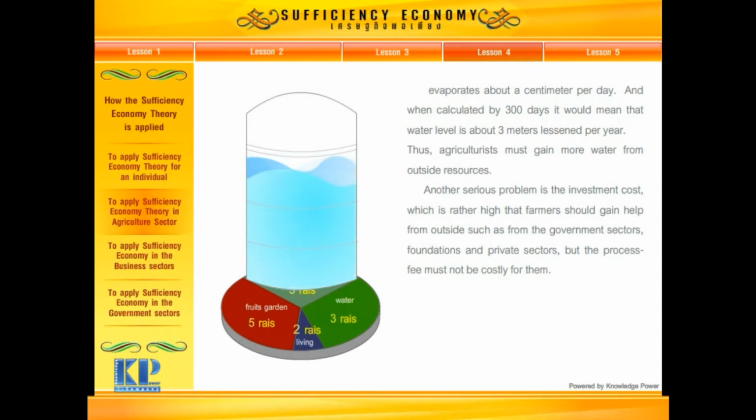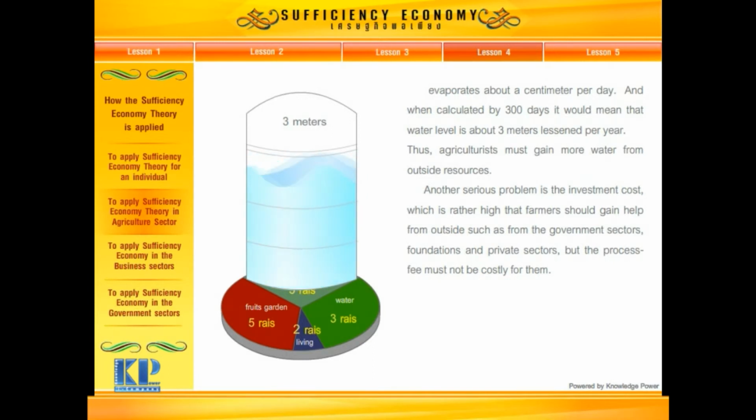In all, this is approximately 15 rai. But the most troubling matter is water. A farm pond could receive water fully only once a year. When it comes to a no-rain season, water in the pond evaporates about a centimeter per day, and when calculated by 300 days, it would mean the water level is lowered about 3 meters per year. Thus, agriculturists must gain more water from outside resources.